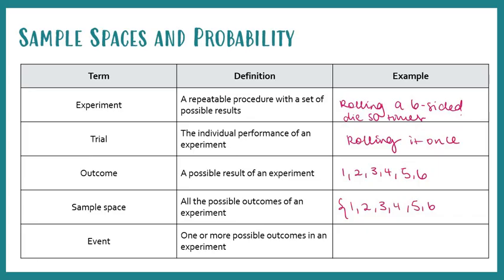And then you have an event, which is one or more possible outcomes in an experiment. So for rolling a six-sided die, we could have something like rolling a 4, but we could also have something like rolling an odd number. Instead of just having the numbers 1, 2, 3, 4, 5, or 6, you could say, well, I want to roll an odd number. So it could be a 1, 3, or 5. If we were rolling 2 dice, it could be something like rolling a double instead.